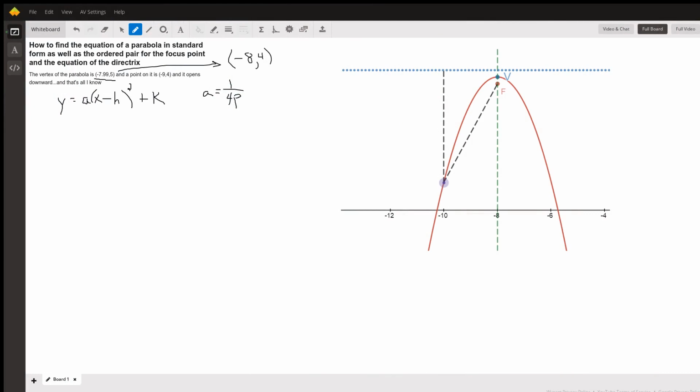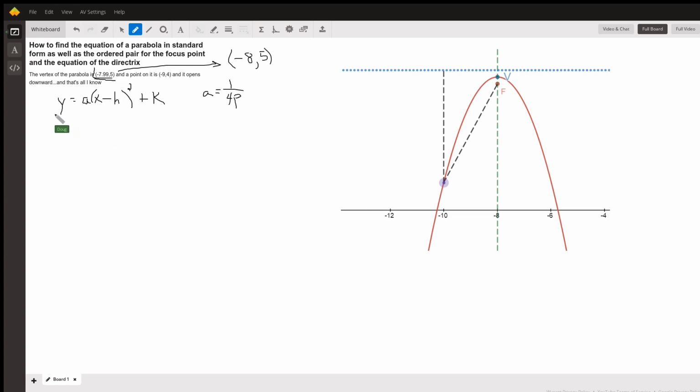So I'm going to walk through this problem with the vertex at -8, 5 instead of -7.99. That just makes the work a little more tedious. So here's the vertex of this parabola. It's opening downward. It's at -8, 5. If you want to get the answer with the -7.99, wherever there's an 8 in this video, replace it with 7.99.